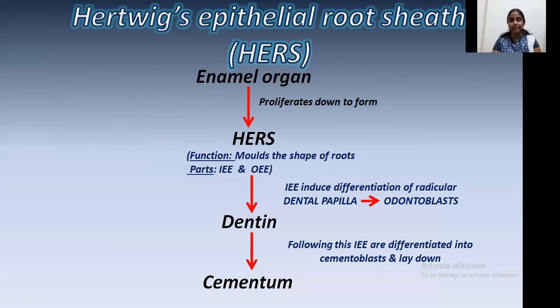In the Hertwig's epithelial root sheath, inner enamel epithelial cells induce differentiation of radicular dental papilla to form odontoblasts. Odontoblasts lay down dentin. After dentin is formed, following this, the inner enamel epithelial cells differentiate into cementoblasts and they lay down cementum. Just like in the crown, we saw first dentin is laid down followed by enamel, here in the root, dentin is laid down first followed by cementum.